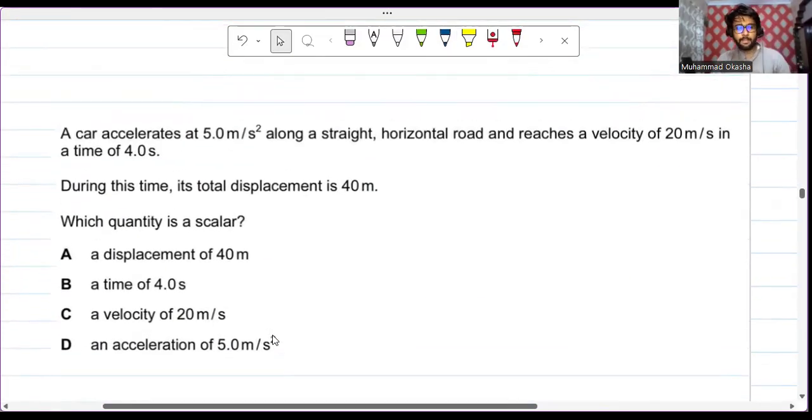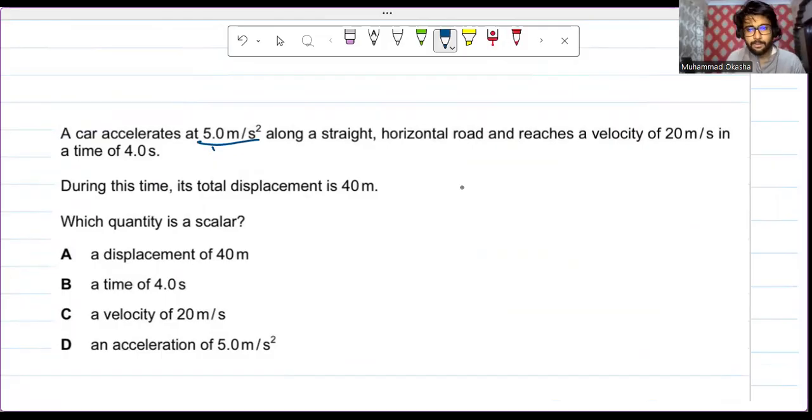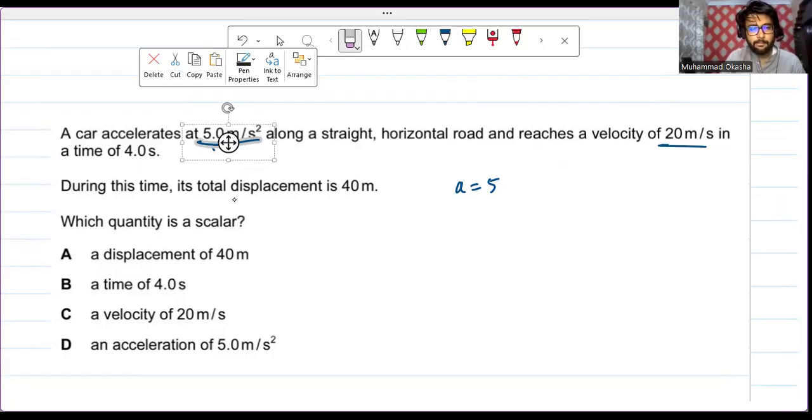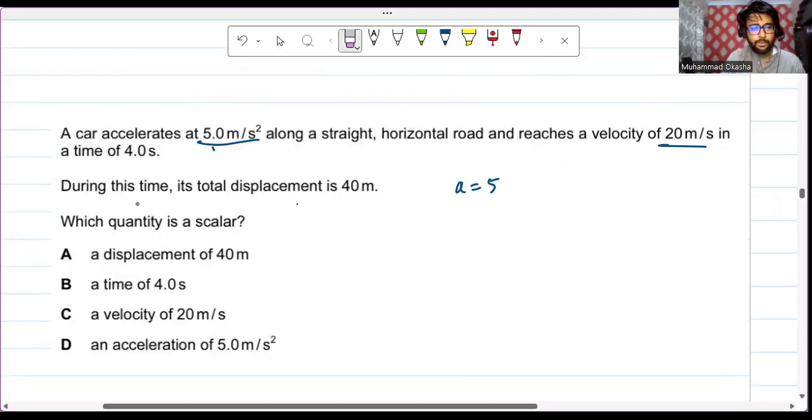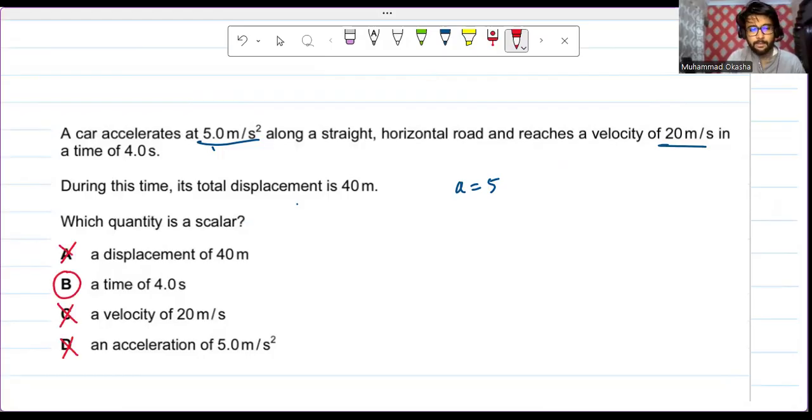A car accelerates at 5 meter per second square. So we're given the acceleration is equal to 5, along a straight horizontal road, and reaches a terminal velocity of 20 meter per second in a time of 4 seconds. During this time, the total displacement is 40 meters. Which quantity is scalar? Acceleration is a vector quantity. Velocity is a vector quantity. Displacement is a vector quantity. Time is a scalar quantity. So B would be your answer.